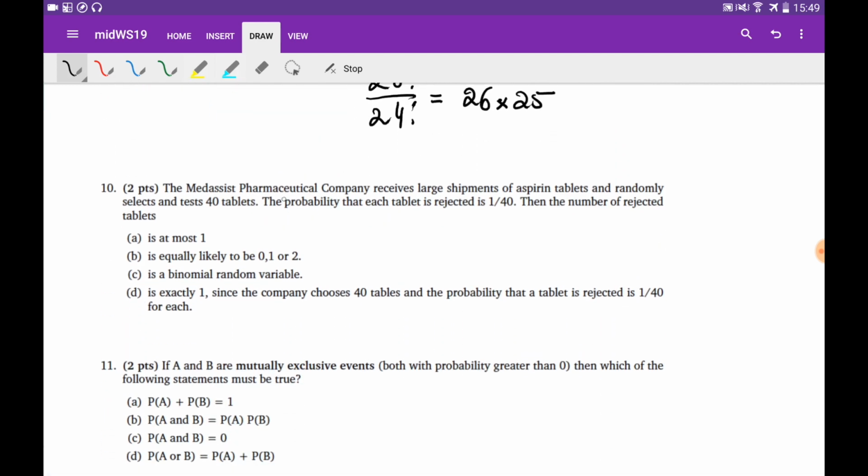So the Medas pharmaceutical company receives a large shipment of aspirin tablets and randomly selects and tests 40 tablets. The probability that each tablet is rejected is 1/40. Then the number of rejected tablets is going to be a random variable which is going to follow the binomial distribution, right? If you test all 40 tablets, the number of tablets which are going to be bad is a random variable, so it is going to be different every time, but we know that it's going to follow the binomial distribution because this experiment actually is a binomial experiment.